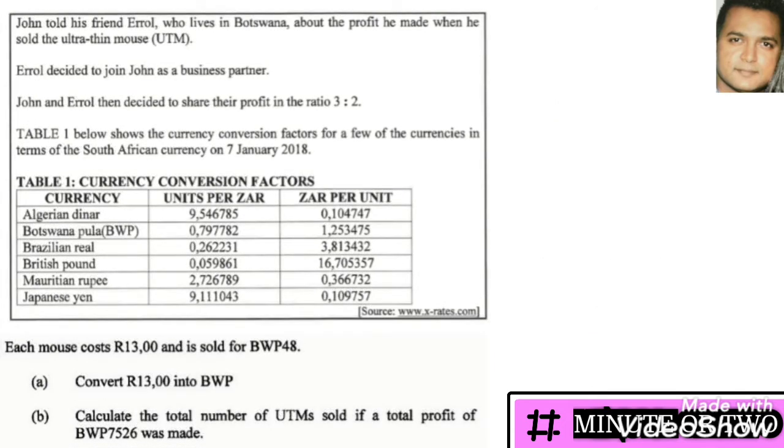Calculate the total number of units sold if a total profit of 7526 was made. So we know profit is basically our selling price minus our cost price, but the profit will be determined on how many items we sell.